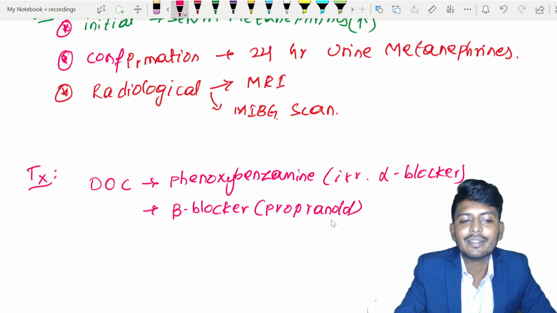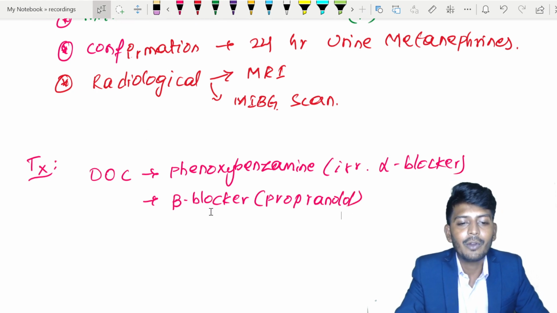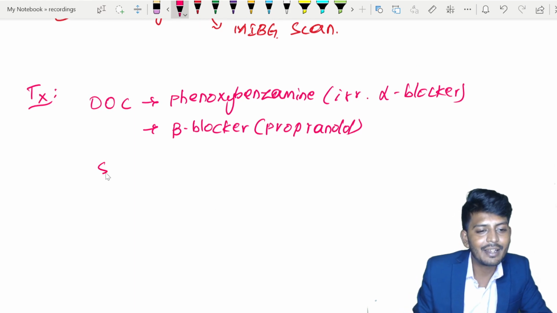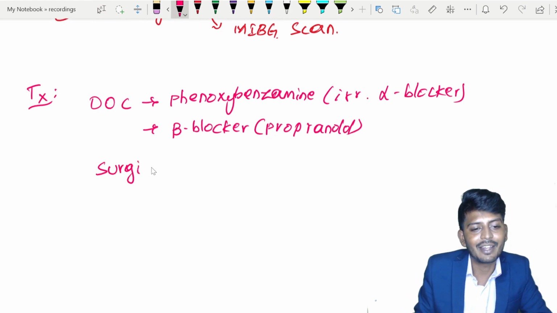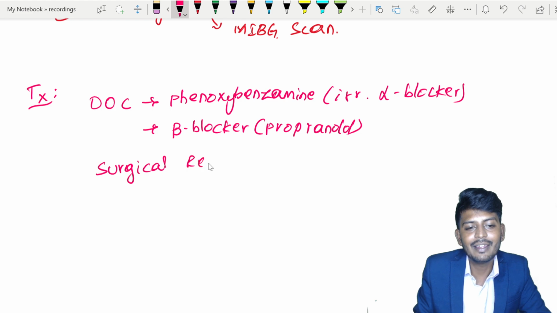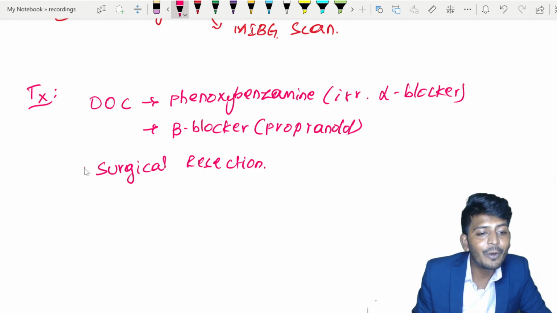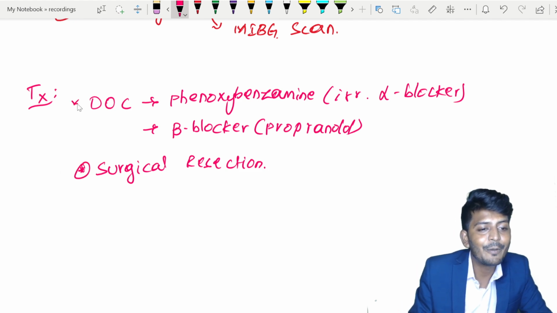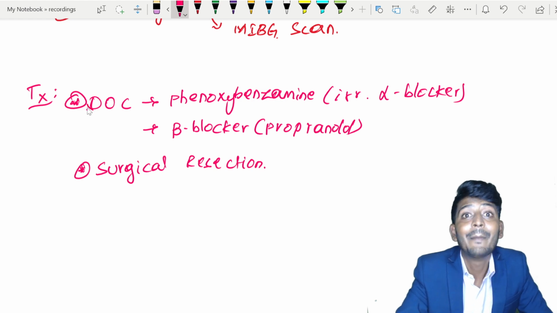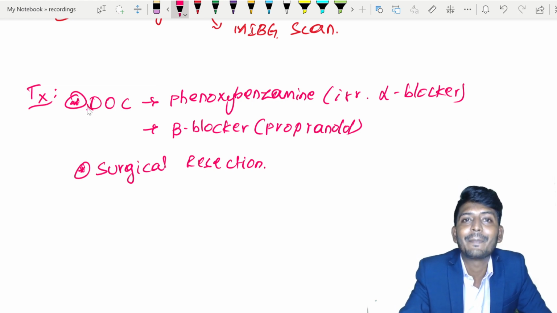Now that we use these drugs, the next important treatment is surgical resection. Following the surgical resection, we are helping the patient get out of the symptoms permanently. But before you cut open the patient, what is the thing you need to monitor? Blood pressure. If you cut open the patient and blood pressure is very high, that is a problematic scenario because bleeding cannot be controlled. So before surgery, blood pressure should be brought under control.